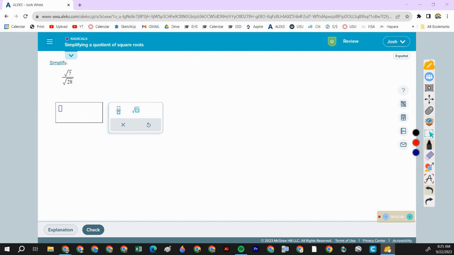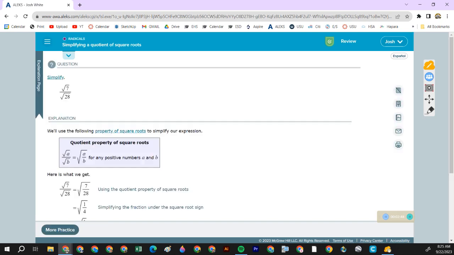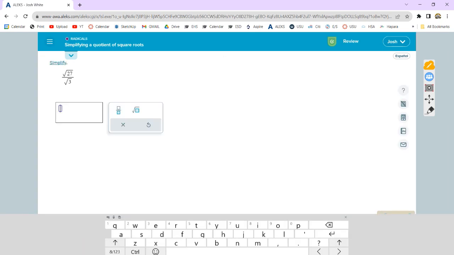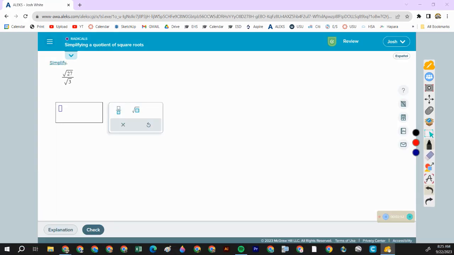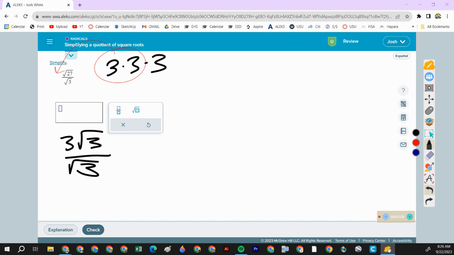Let's do another one of those. So the top is 3 times 3 times 3. I pull out one set of 3's, and I write it in the front, and I get 3 root 3 over 3. Sorry, root 3. And the root 3's cancel, and the answer is just 3 over 1, which is 3.